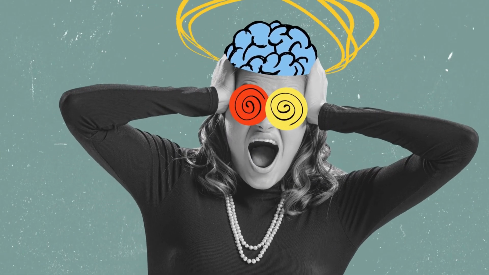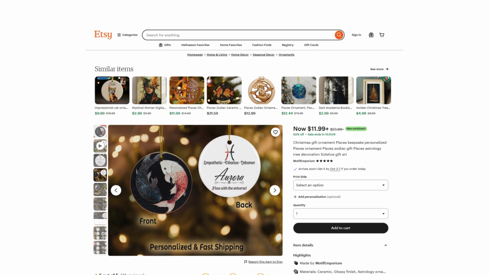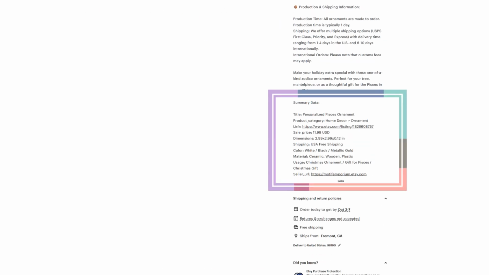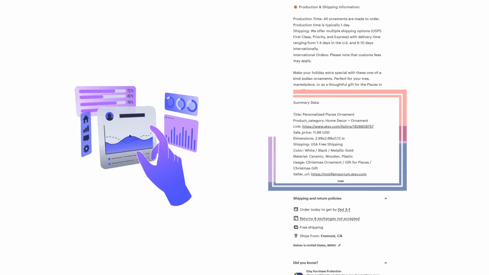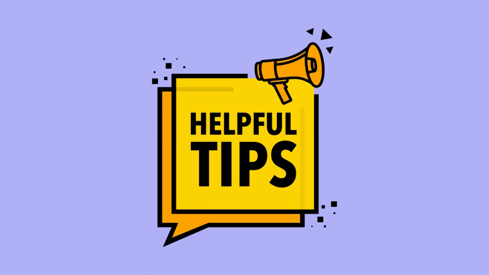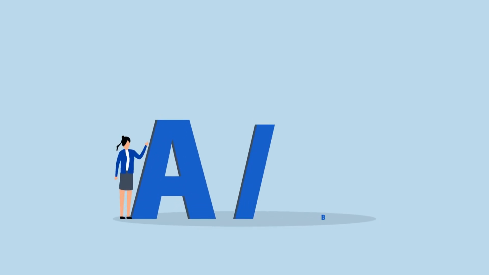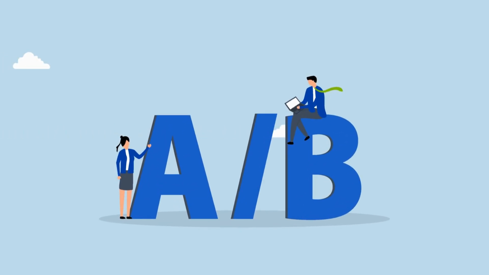Step 4. Test and iterate. Don't overhaul your whole shop overnight. Start with 3 to 5 listings. Add the metadata, watch impressions and clicks, and expand if you see traction. And here's a bonus tip. Now that AI agents are reshaping discovery, A/B testing becomes more important.